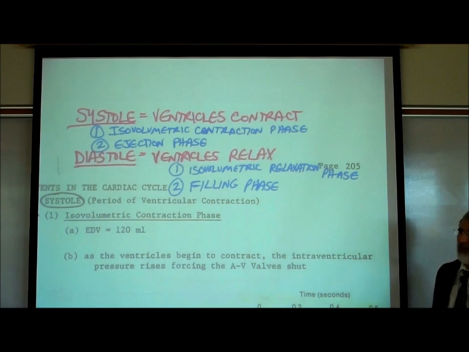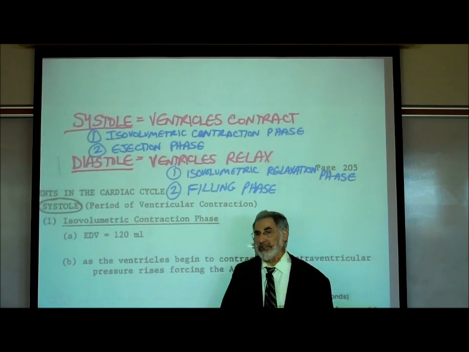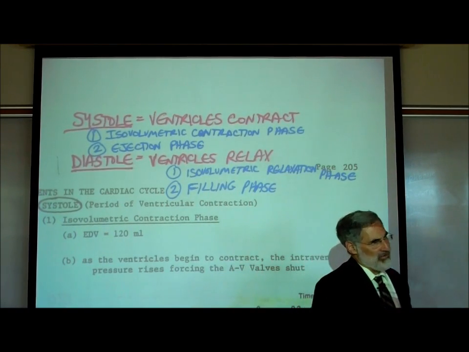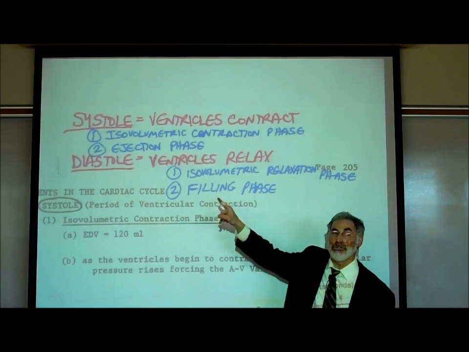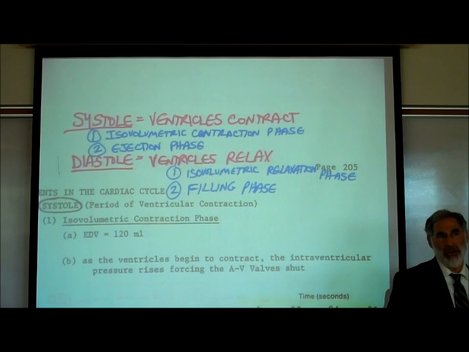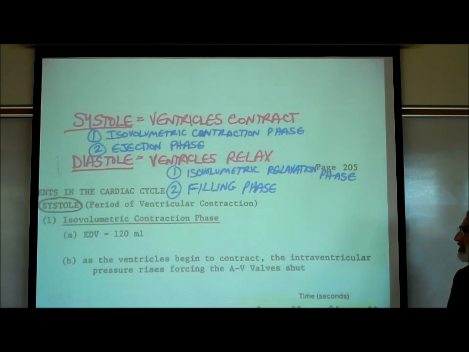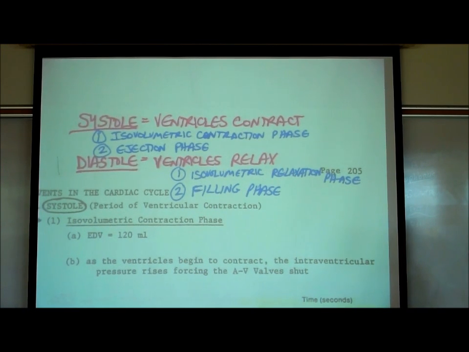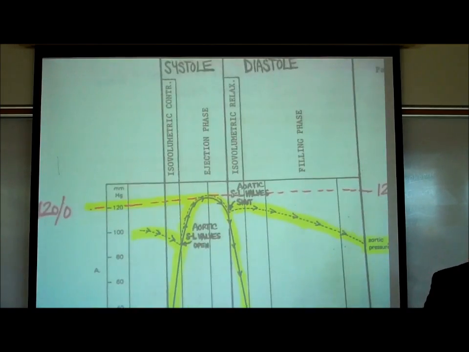Now, we also divide diastole into 2 phases: isovolumetric relaxation phase of diastole and filling phase of diastole. On our pictures on 176, I only showed you a picture of the filling phase, but not isovolumetric relaxation phase. But I will be explaining that today, and that's part of the question you had on that study guide. Okay, so let's try to explain this by looking at page 206.